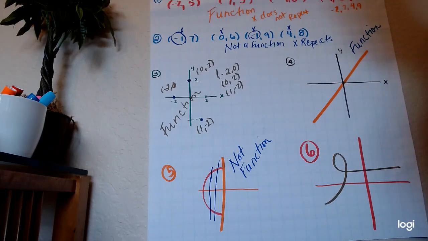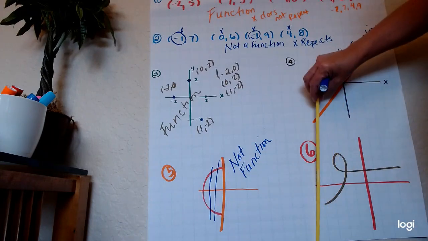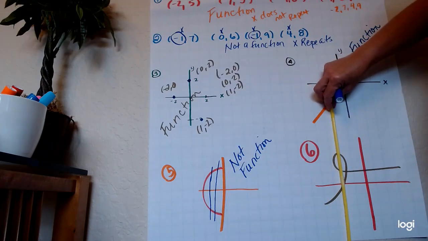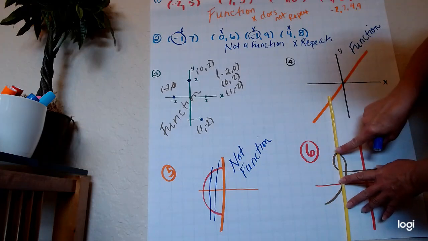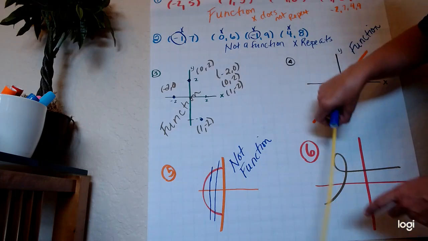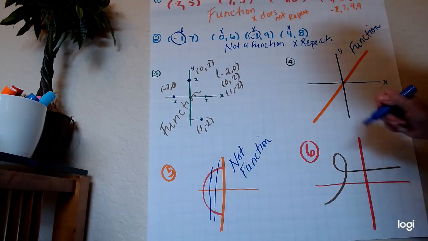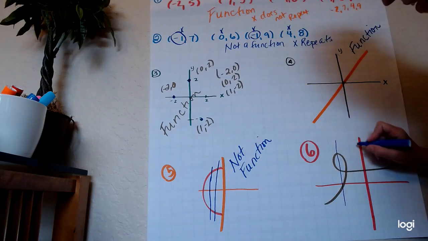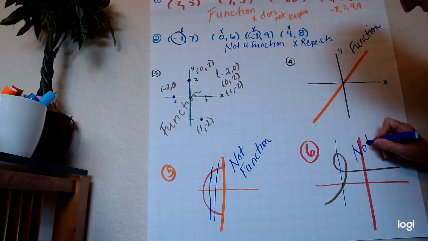Okay. And then the next one, let's look at it as well. Same thing. I'm going to cross, cross, cross. And what do you see here? It's touching an X, an X, and an X. So it's touching X in several places. So that also is not a function.